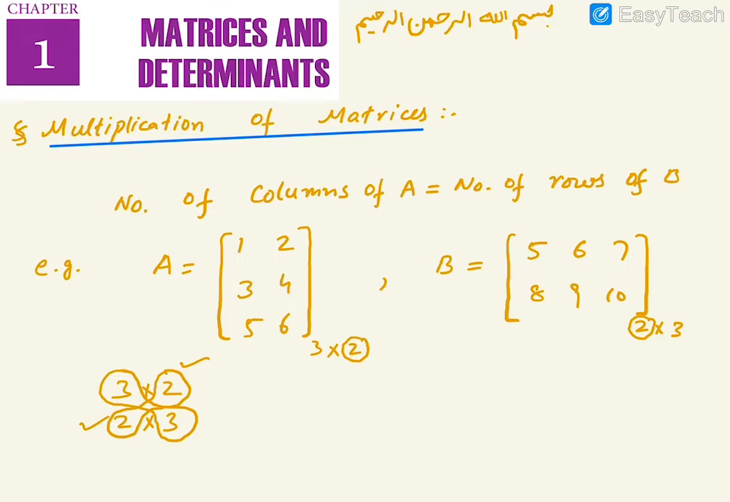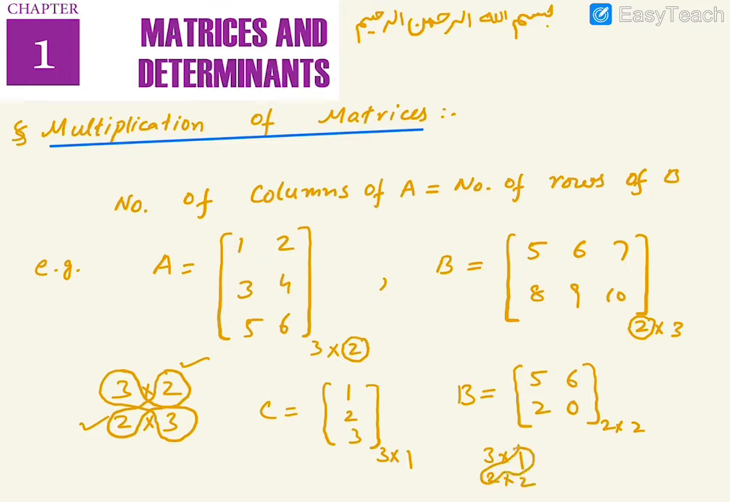Let's see another example. For example, C has elements 1, 2, 3. Its order is 3 into 1. And there is a matrix B, 5, 6, 2, 0. Its order is 2 into 2. So is CB possible? 3 into 1 and 2 into 2. This is different. So not possible. The number of columns of C is not equal to the number of rows of B.